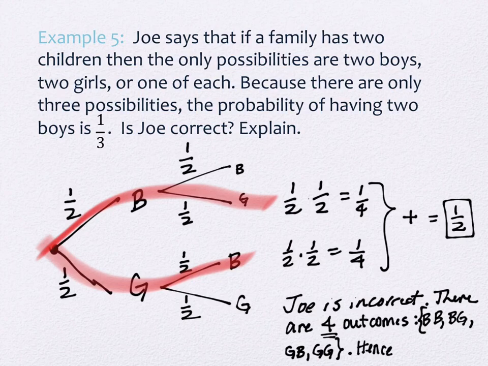Hence, the probability of getting a boy-boy outcome is what? Because that's actually what he's trying to state for us. It's actually 1/4, not 1/3. And the issue comes from the fact that there's 2 ways of getting that boy-girl outcome. Okay, any questions on that one?